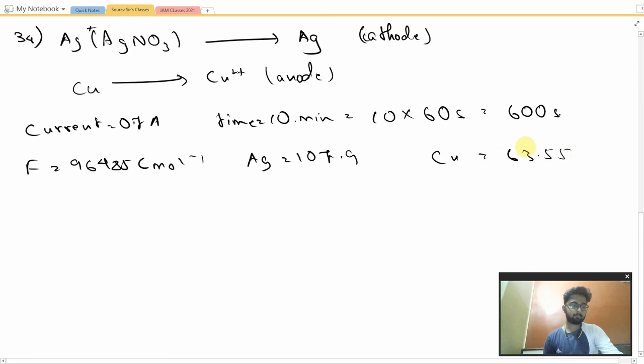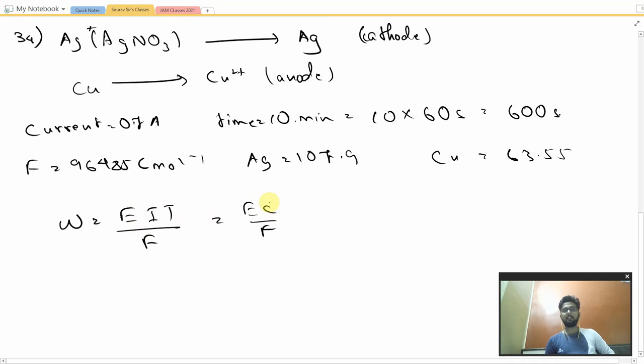The main formula that we require for solving this question is W, that is the weight of the product dissolved, is equal to E into I into T divided by F, where E is the equivalent mass of the compound, I is the current passed, and T is the time taken. Basically, the formula is EC by F, where C is the charge passed. Now charge is equal to current into time, and that is how we derive it.